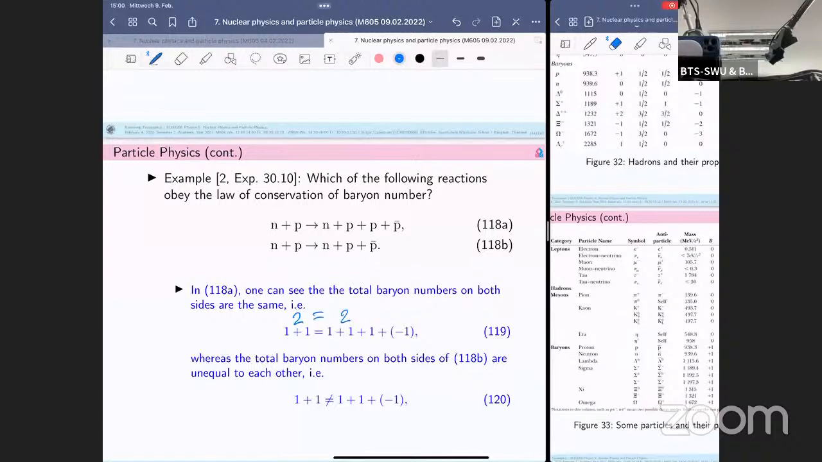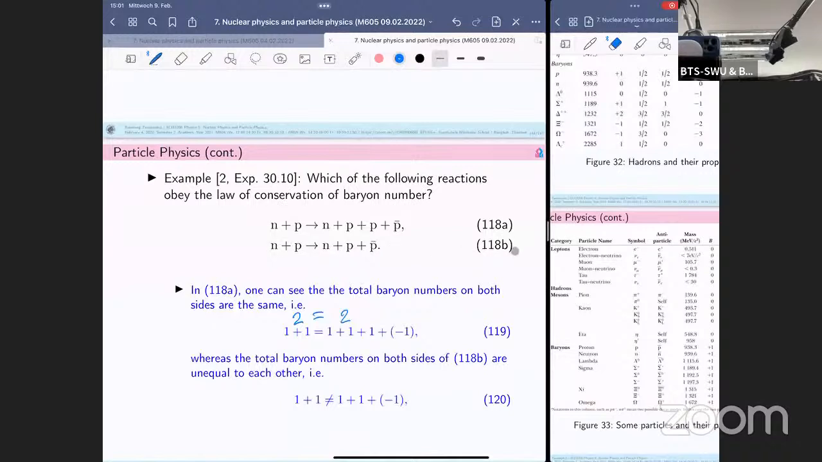We have nothing to do. Okay, we just make the analysis. We just analyze, and you could see the baryon number is 2 on the left. Baryon number is also 2 on the right.